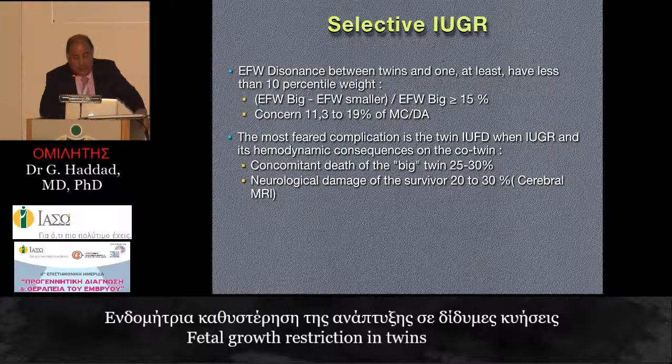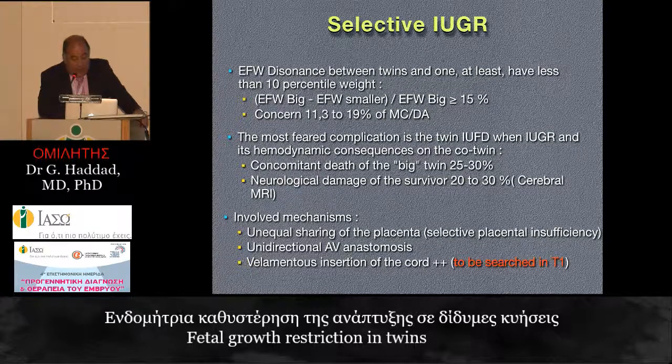And the problem is, when one of the twins dies, we have 25 to 30% of intrauterine death for the other twin. This is a problem, but this is not the major problem. The major problem is that even if he stays alive, he has neurologic damage in 20 or 30% of cases. This is why, for us, if we have one intrauterine death, we always do an MRI in the third trimester to be sure there is no neurologic damage.